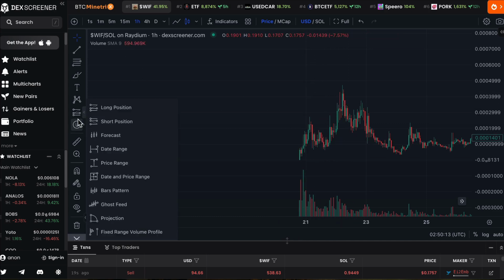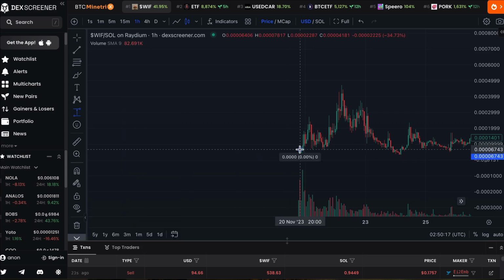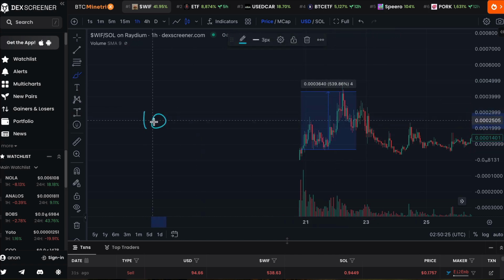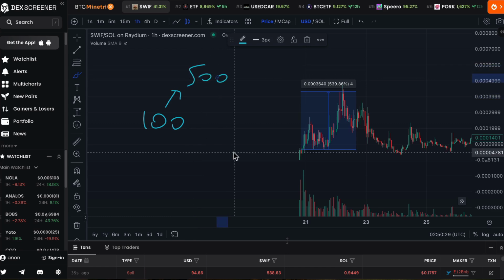But in terms of percentage, if you click this button here with the 3 lines and you go to price range, and then you click, drag up, and then hold, you'll see that was actually a 500% move. What that means is, roughly, let's say 500%. It means basically 100 pounds or dollars could have turned into 500 or 600, if you got in here in the first hour or two. So something to note there.